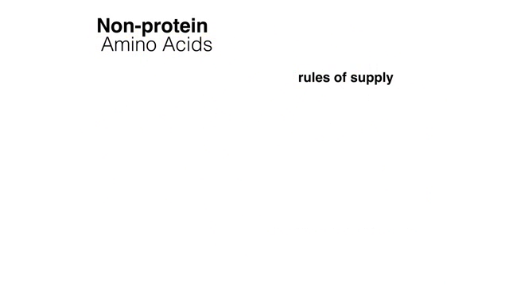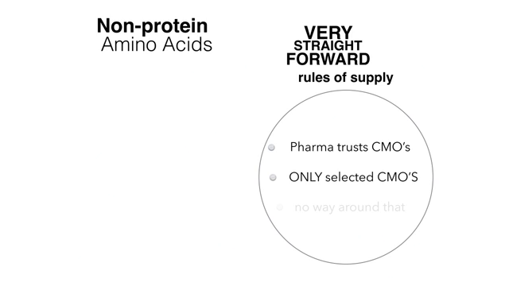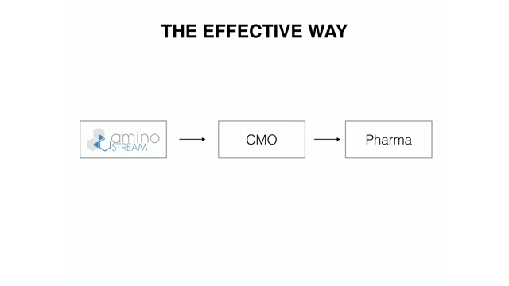That's why we have worked out very straightforward rules of supply to pharmaceutical companies: pharma trusts contract manufacturing organizations only, and only selected ones. There is no way around that. Well, actually, there is no effective way around that. That's why the result of our 50K investment, which we already got, is finding the effective way: AminoStream can collaborate with contract manufacturing organizations directly, which then supply pharmaceutical companies.